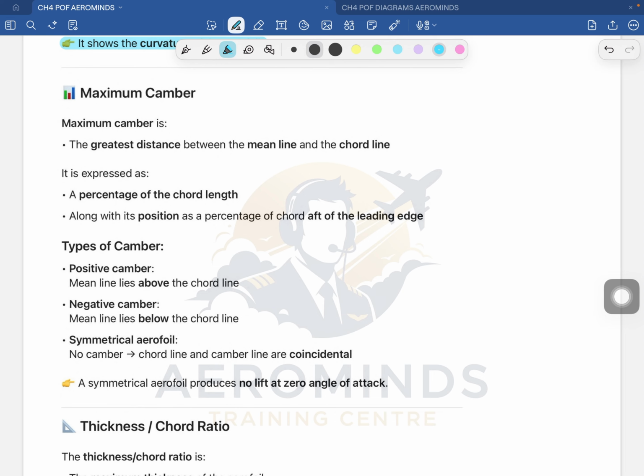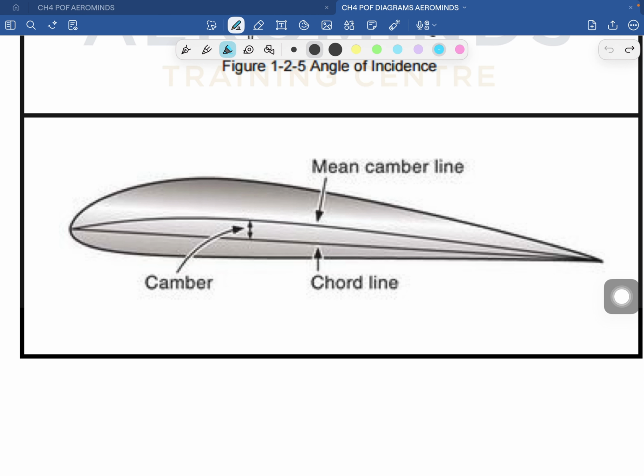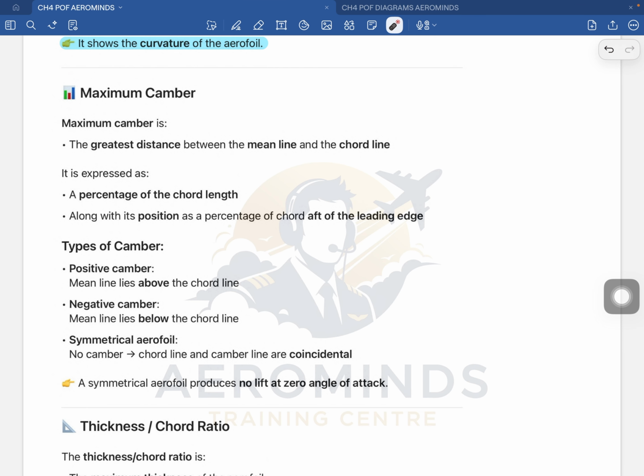Now that brings us to the maximum camber. Maximum camber is the greatest distance between the mean line and the chord line. What I showed you here, this is the maximum camber. In simple words, it will tell you how much the aerofoil is curved and where the maximum curvature occurs. This maximum camber is expressed as a percentage of the chord.